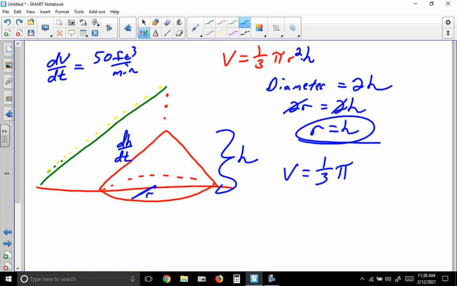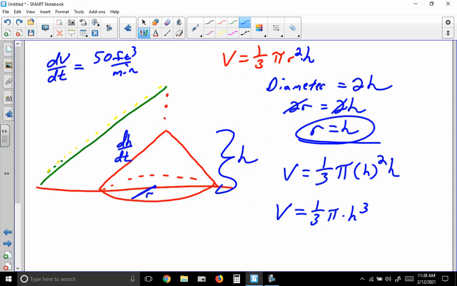So if we're wanting to know how fast the height is changing, the only variable we really want on the right side here is height. We have radius and height, but if we could get rid of the radius, that would be great because we're not really interested in the radius. Well, we determined that for our scenario the radius equals the height, so where we have a radius, we can change that to height. So in terms of height, the volume is 1/3 times pi times h cubed.